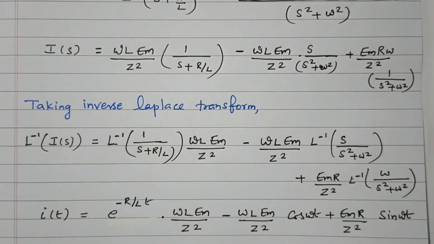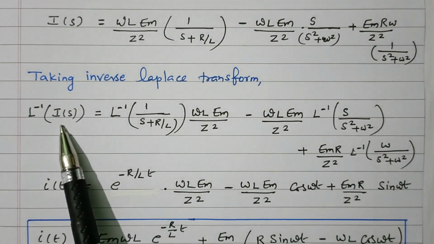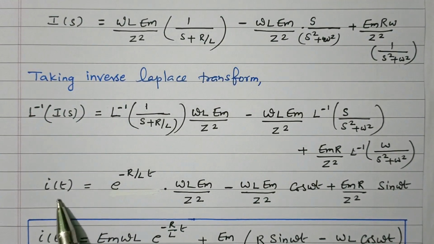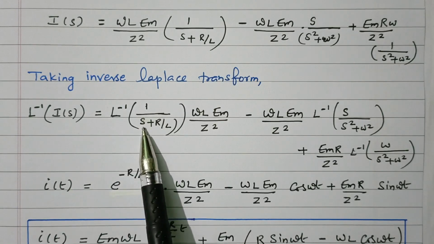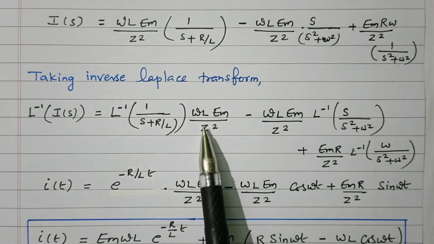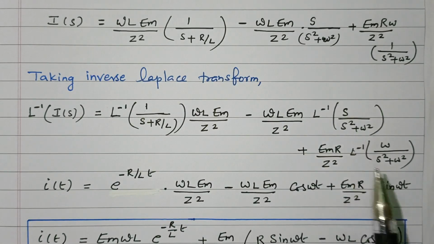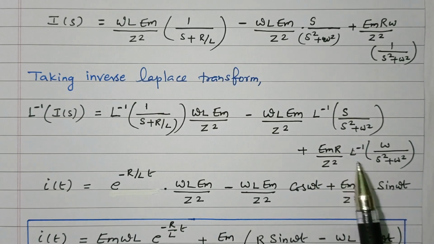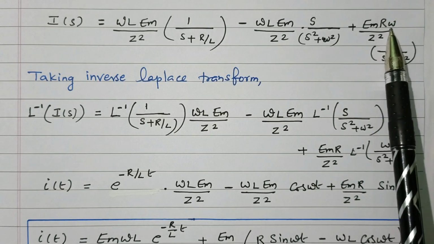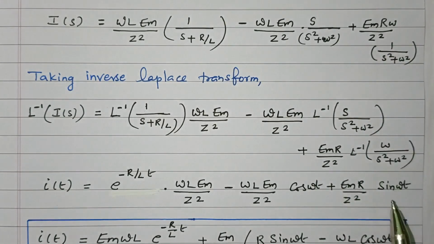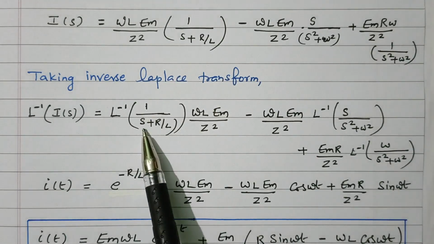Take inverse Laplace on both the sides. The inverse Laplace of I of s is nothing but I of t, so it is converted into the t domain. Laplace inverse of 1 divided by s plus r by L, this is constant and this is constant. Laplace inverse of s divided by s square plus omega square, this is constant. Laplace inverse of omega divided by s square plus omega square. We are taking omega here because then only we can go for sin omega t.